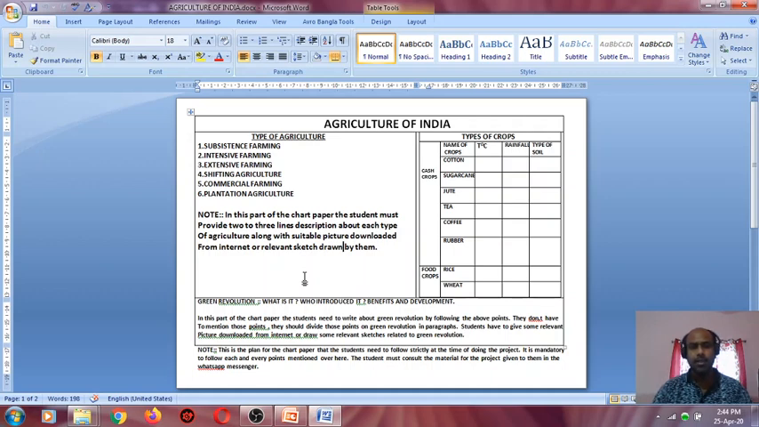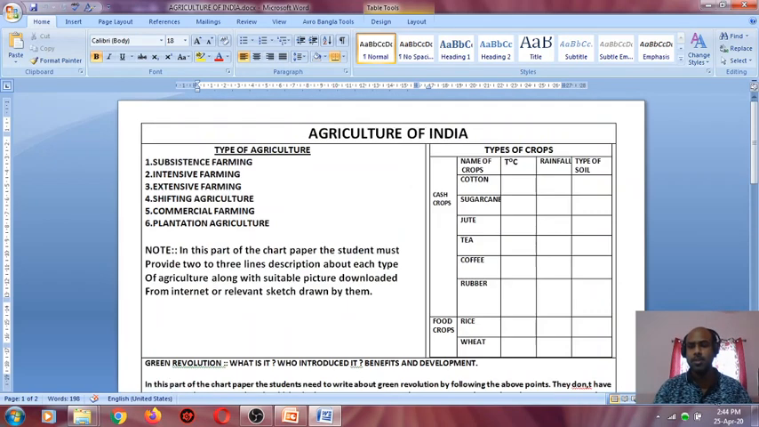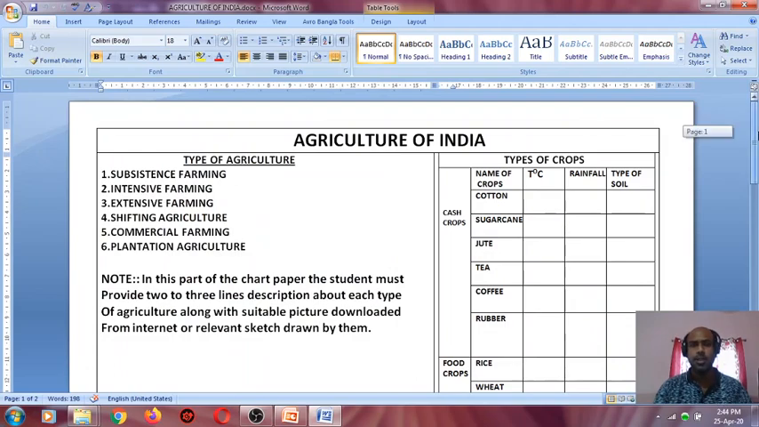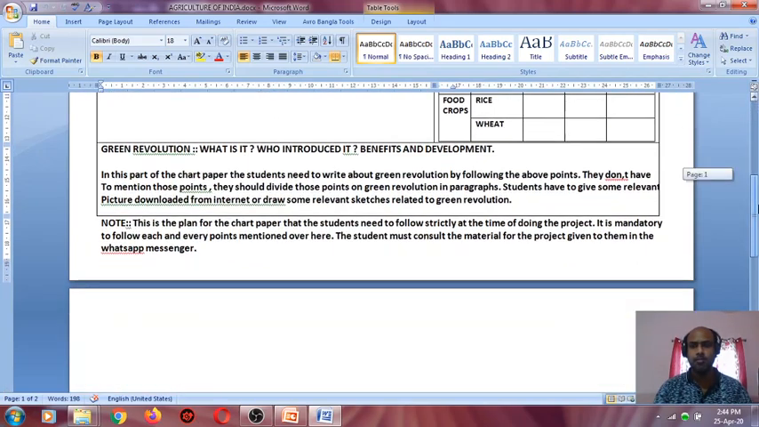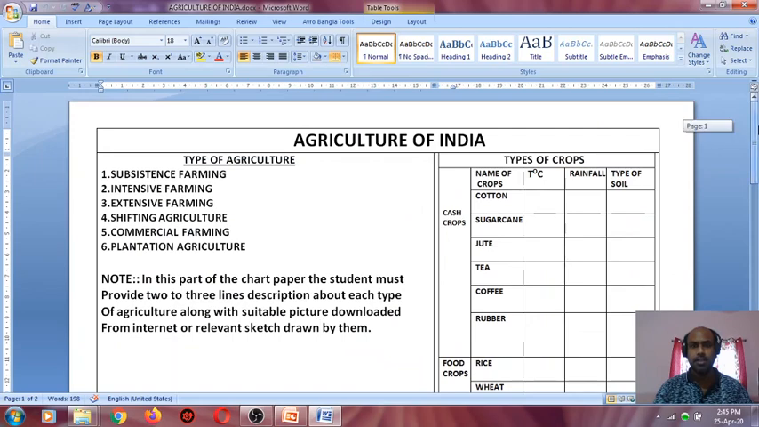And picture is compulsory, my dear student. You have to provide the pictures. Without picture, chart paper is meaningless. Now you see, let me zoom it. You see, a chart paper will look like this.